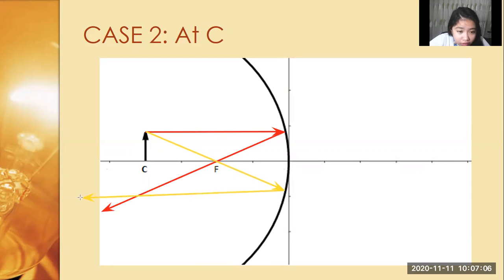And then parallel. Yeah. And then actually we cannot use SR3. Why? Because SR3 is supposed to pass through the center of curvature. But since our object is found at the center of curvature, then we cannot really draw an incident ray that will go to the mirror but pass through C. So we will skip that one. So we will proceed to using SR4.